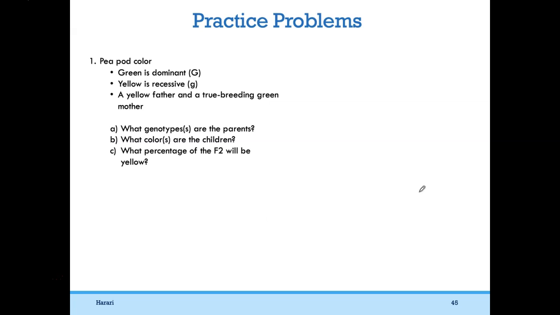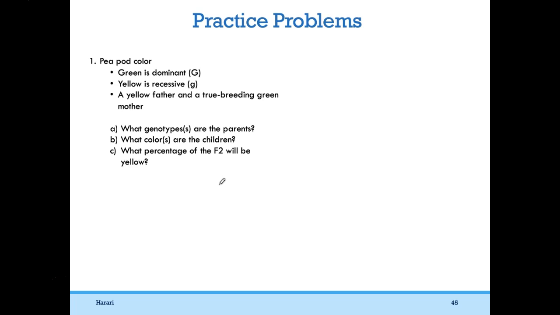So now we'll do two practice problems. You can pause here and do this problem now. Say in pea pod color this time, green is dominant in a different species of pea, big G, and yellow is recessive, little g. You take a yellow father and a true breeding green mother, and you mate them together. What are the genotypes of these two parents? What colors are the children? And what percentage of the F2 will be yellow?